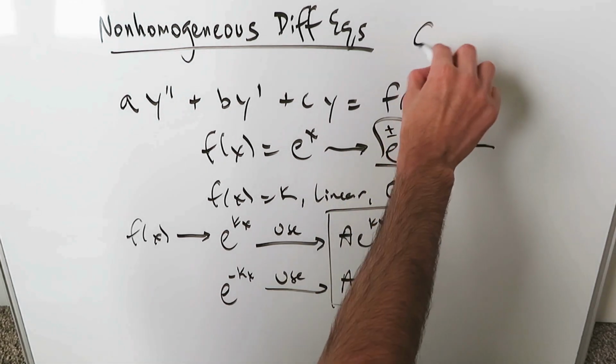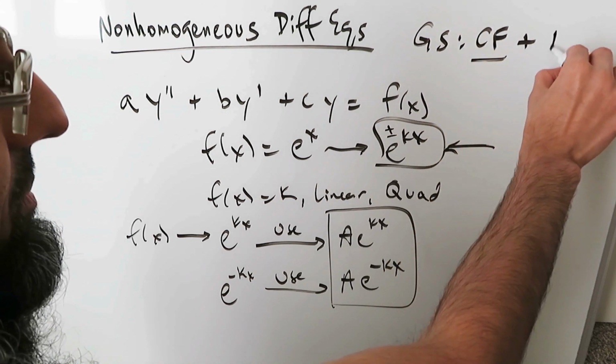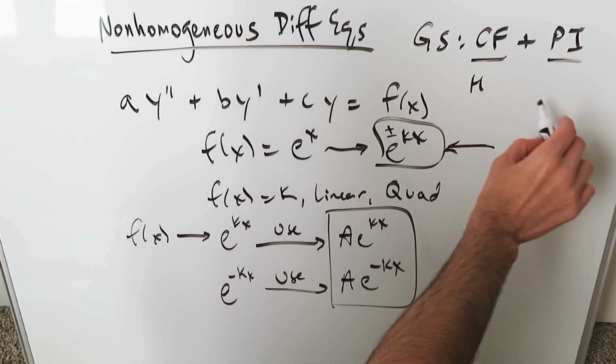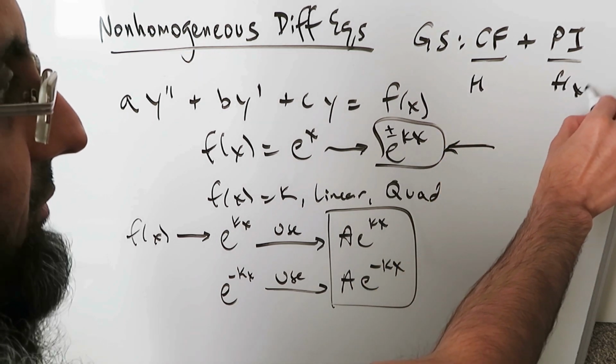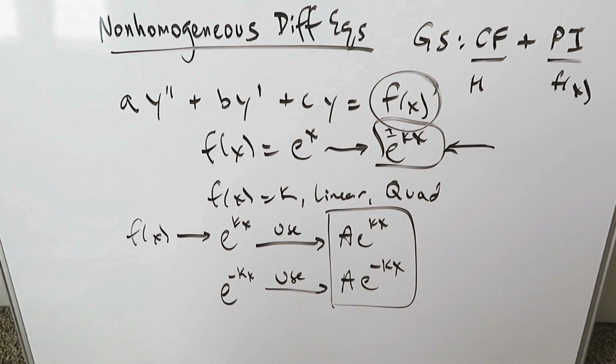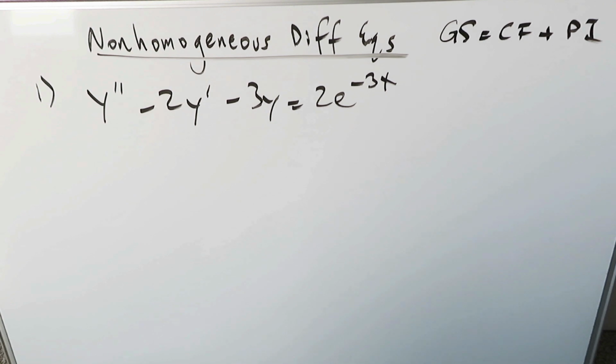Keep in mind your general solution is made up of a complementary function and a particular integral. You have to do both of these parts. The complementary function is coming from your homogeneous techniques. The particular integral is coming from your evaluation of your function f of x, which is after the equal sign. So remember all of that. Let's start here with an example. Let's look over here at this first question.